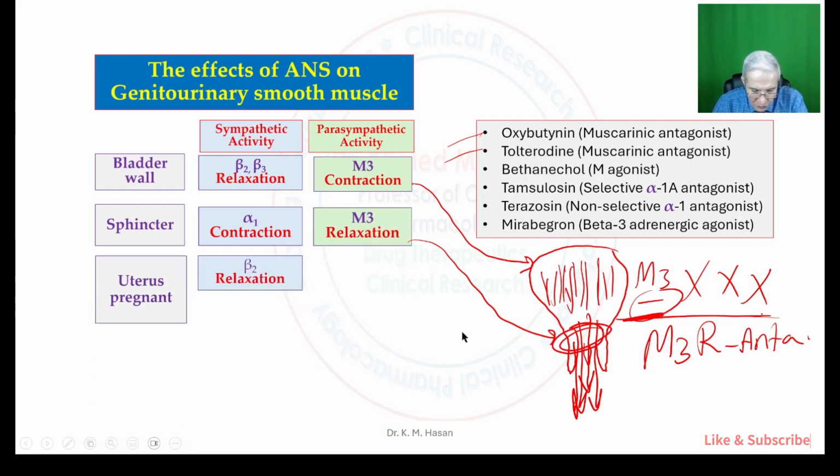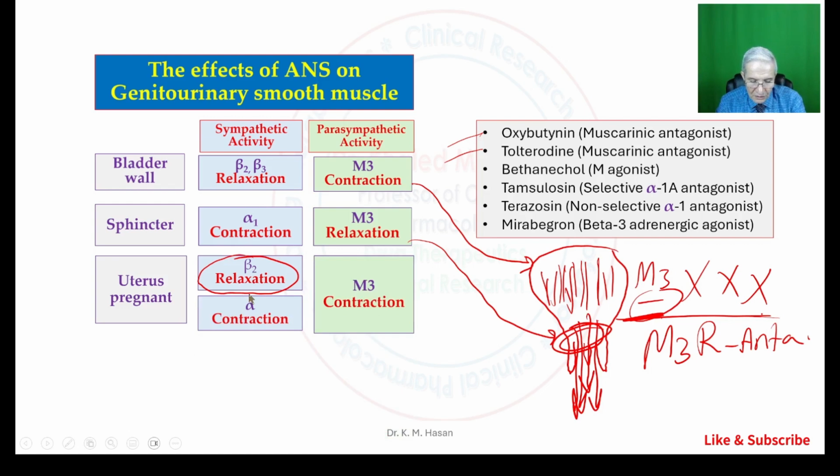Okay, moving to the uterus and pregnancy, we have the beta 2 receptor. If you stimulate the beta 2 receptor, the result will be relaxation. Moving to the alpha receptor, it leads to contraction of the uterus. Okay, you can see the M3 receptor also leads to contraction of the uterus.